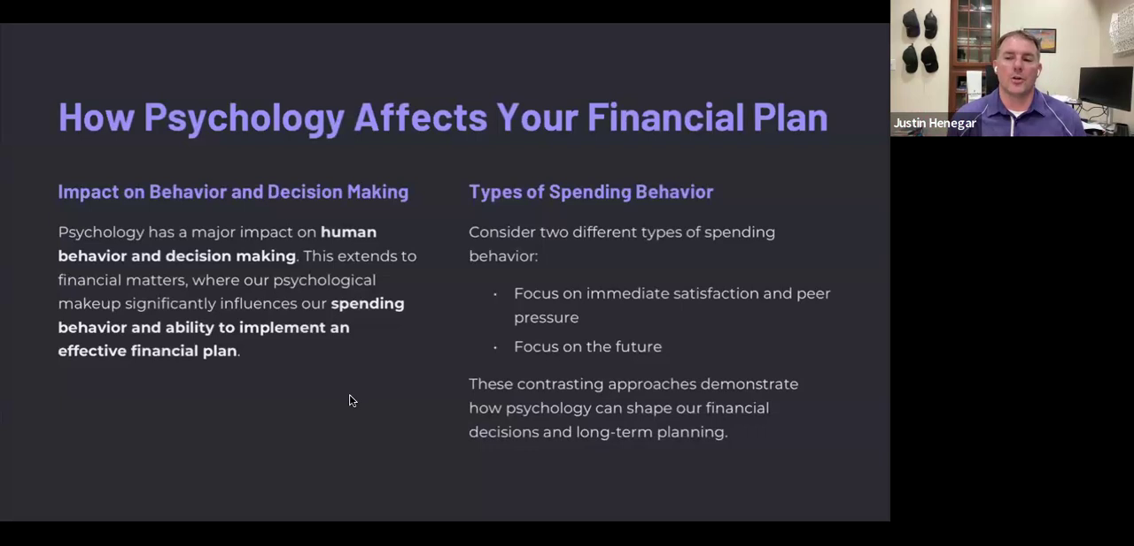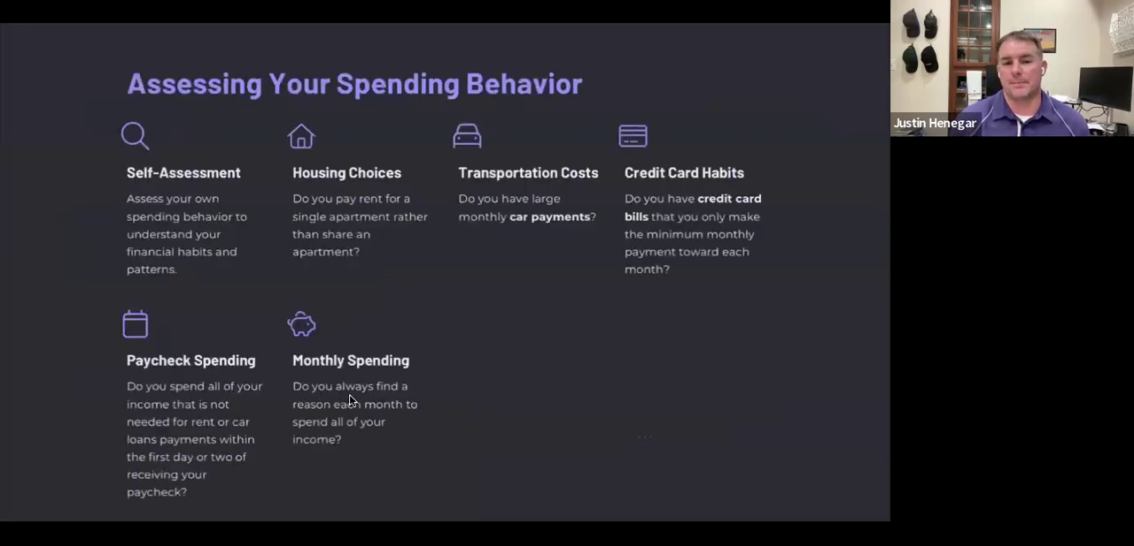So we just need to make sure we understand these aspects. And there's a ton of research, a ton of books on the implications of our behaviors, our psyches and our biases, and how that impacts our financial plan. Okay. So, how can we begin to assess some of our spending?